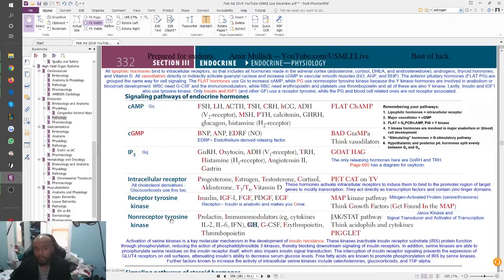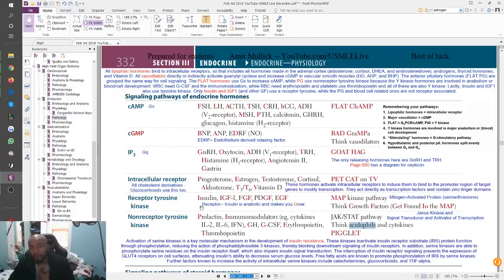Growth hormone is a non-receptor tyrosine kinase that uses the JAK-STAT pathway, Janus kinase and signal transducer and activator of transcription. That's what JAK-STAT stands for. This is your piglet stuff. And you can always remember this because I think of the JAK-STAT as acidophils and cytokines. And your acidophils are the PG, prolactin and growth hormone. Those are your acidophils from FLAT PIG. So the FLAT guys are up here, the PGs are down here. Okay, so non-receptor tyrosine kinase, JAK-STAT pathway is the answer for that.